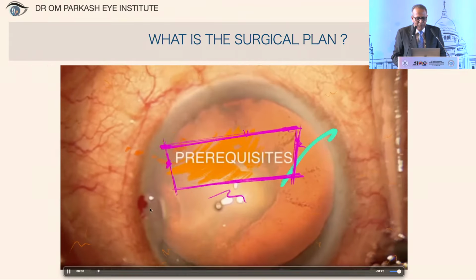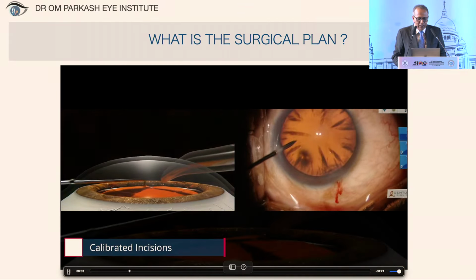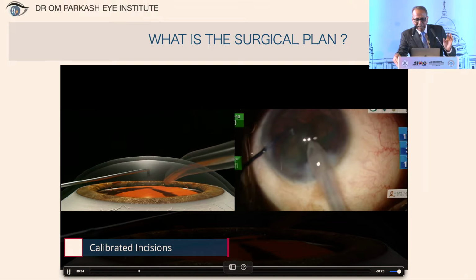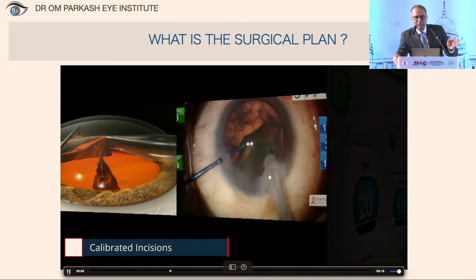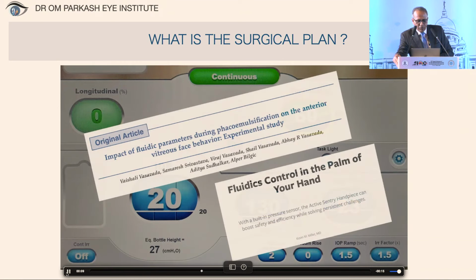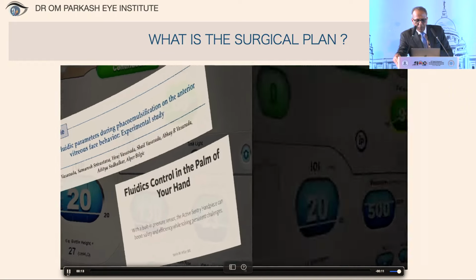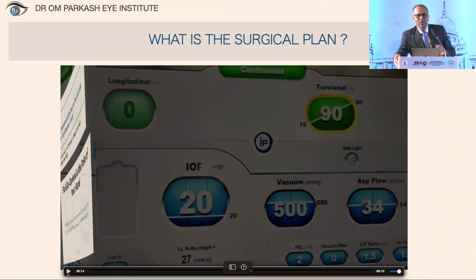Now what is the surgical plan? The first prerequisite is to have stable chamber settings. Take care of your stab incision, which happens to be the side port incision. Let it be calibrated so that we have stable chamber settings. Next is fluidics. What do I mean by fluid control? It means you should have active fluidics. Because with active fluidics, it is not a reactionary system as it is in a gravitational one, and at low fluidics, it really doesn't work. But I do not have any financial interest whatsoever.